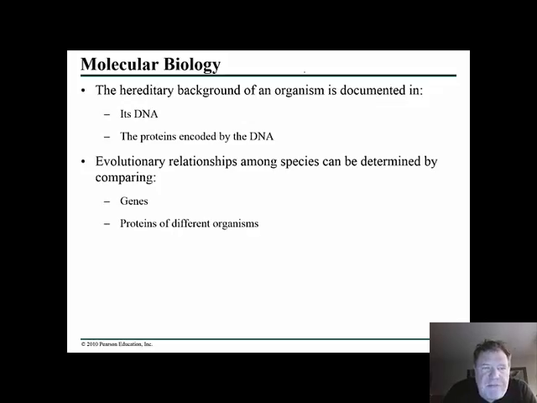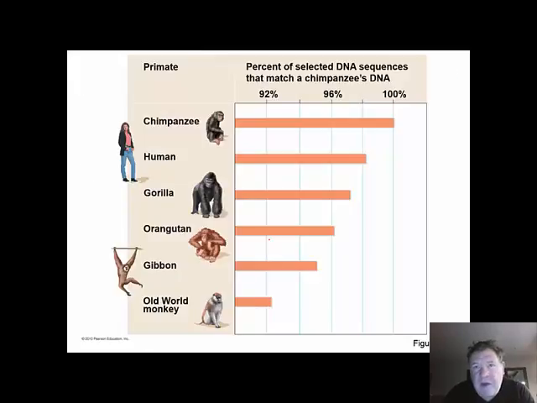My favorite kind of ideas about evolution come from molecular biology, because when we're looking at it at this small micro scale, we're able to understand why things occur. And again, the heredity background of an organism is documented in its DNA and in proteins encoded by the DNA. The evolutionary relationships among species can be determined by their genes and the proteins of different organisms. And so by looking at molecular biology, we can have an idea of what things matter, what things don't on a molecular scale.